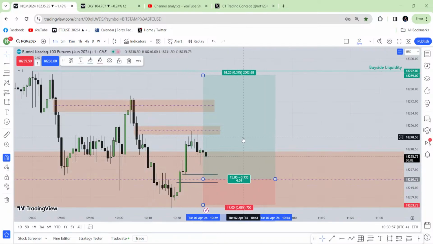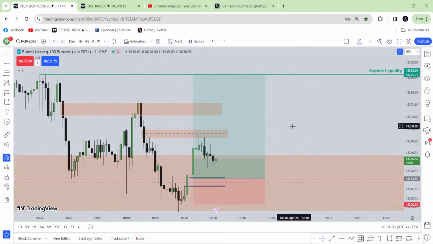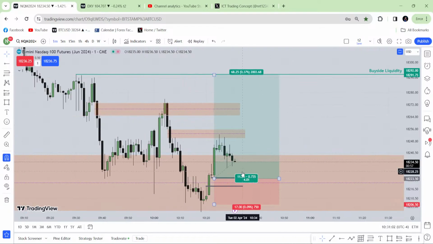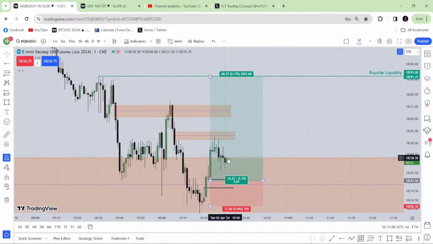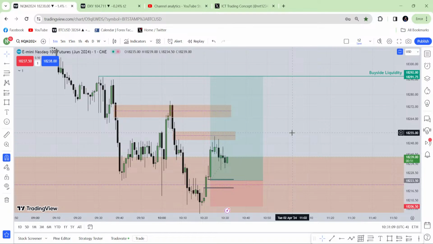I'll just put this long tool, and I will see how price works. If it works perfectly, I'll be happy. If it doesn't work, then I will be happy as well, because I didn't take that entry and I didn't take that entry. So yeah, that's all.